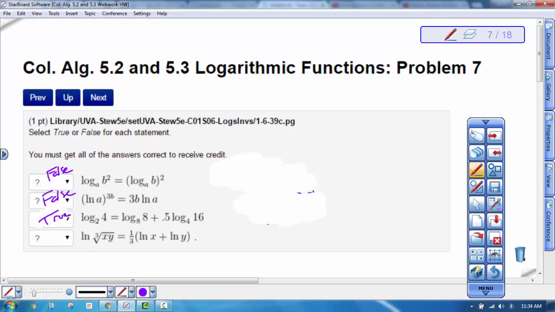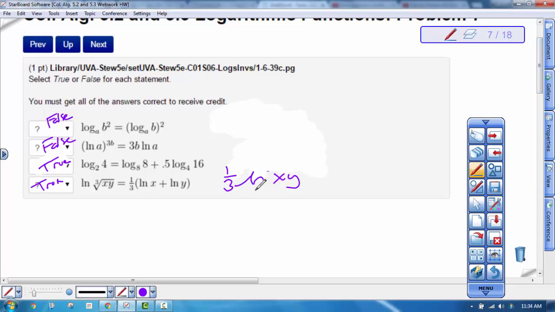And then the last one turns out to be true as well. And this one you can show with log properties. This is really 1/3 on the left side. So if you start with the left side, you can bring this up to the 1/3, and you can bring this down according to our log properties in our formula sheet. And then you can rewrite, because you have a natural log of a product, so you can make this natural log of x plus natural log of y in parentheses times 1/3. So you can rewrite this basically as that. And that's what you have on the right side.